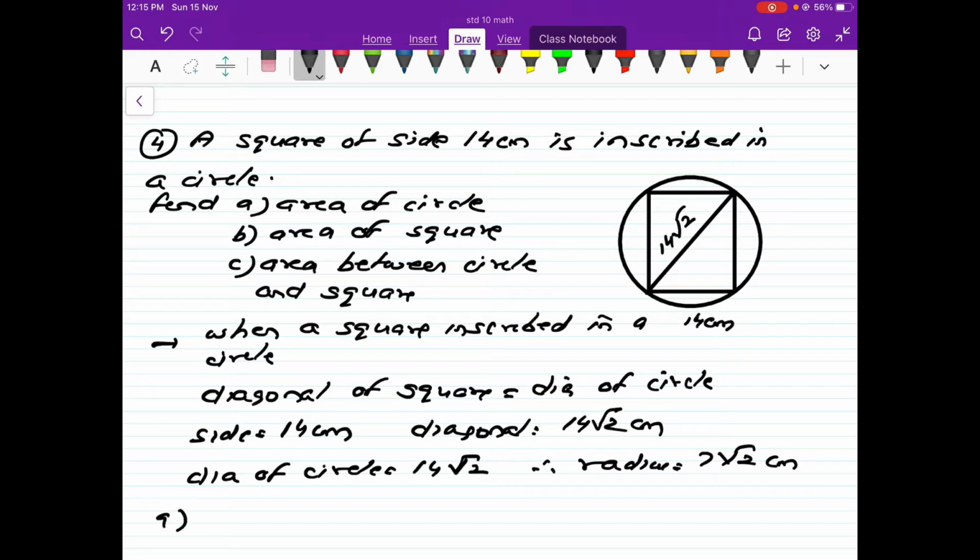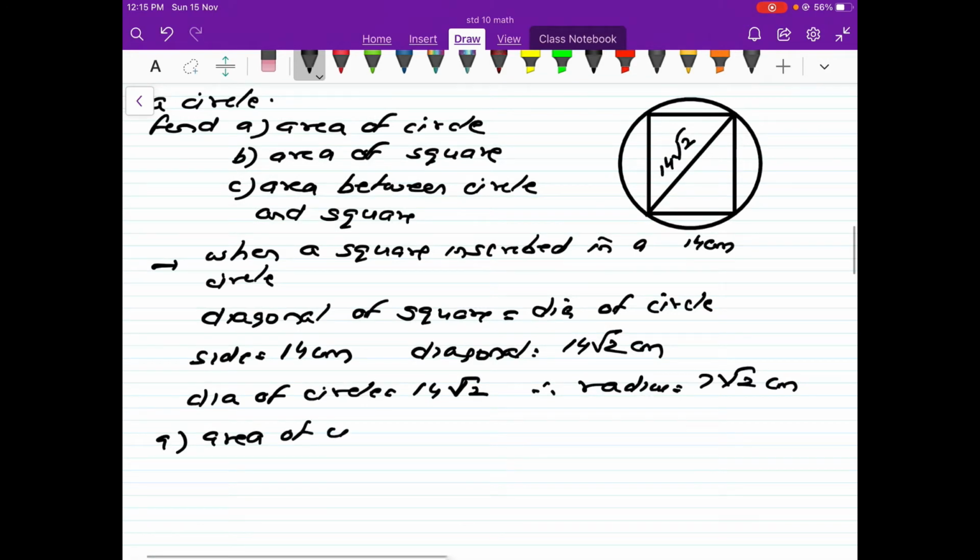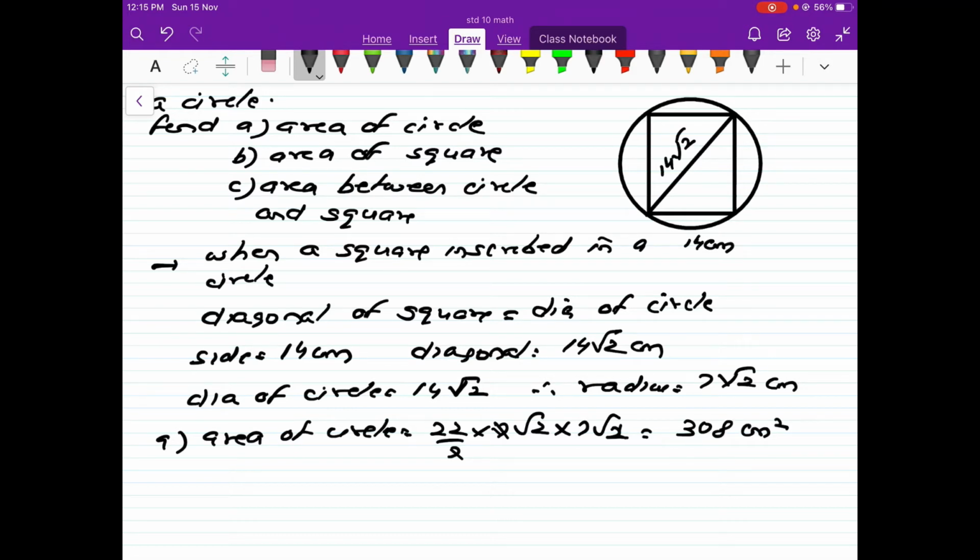What is the first thing we want? We want the area of the circle. So the area of the circle is given as pi into r square. So this is what we are getting. 7 and 7 will get cancelled. Root 2 squared will give 2, 4 7s are 28, into 22, so this is 308 centimeter square.